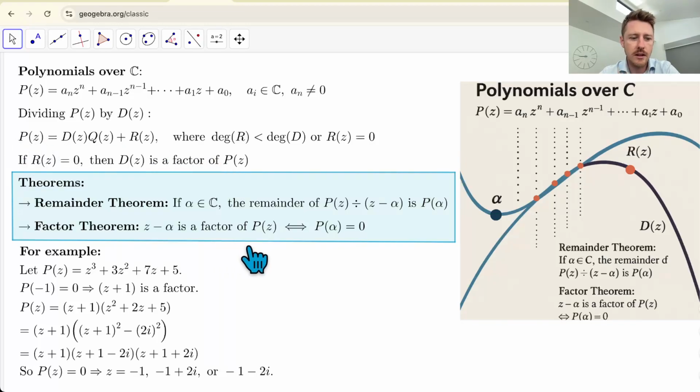And so it's completely analogous to the remainder theorem and the factor theorem in normal number land. So the remainder theorem says that if alpha is an element of the complex numbers, the remainder of p of z divided by z minus alpha is p of alpha. Essentially, if you sub in alpha, that's going to give you the remainder. Yeah, the remainder is equal to p of alpha.